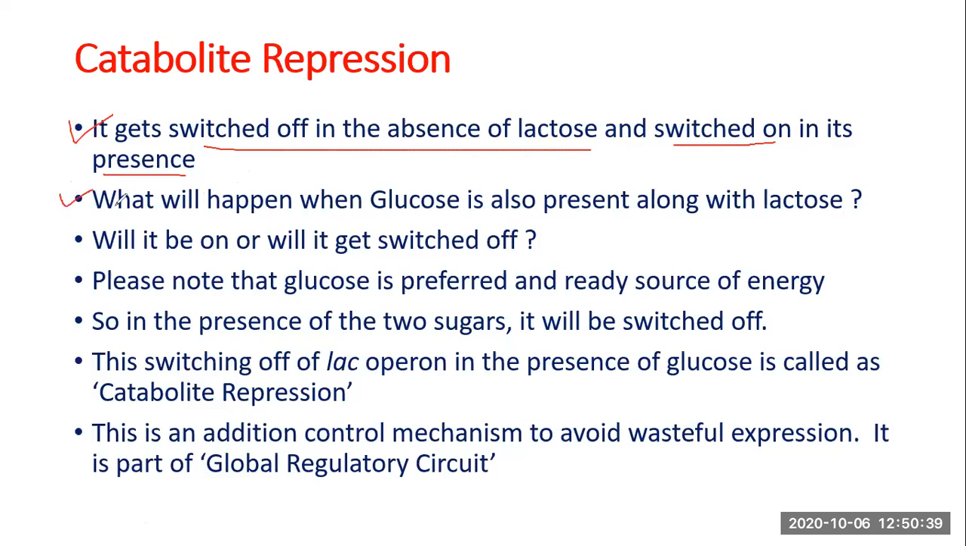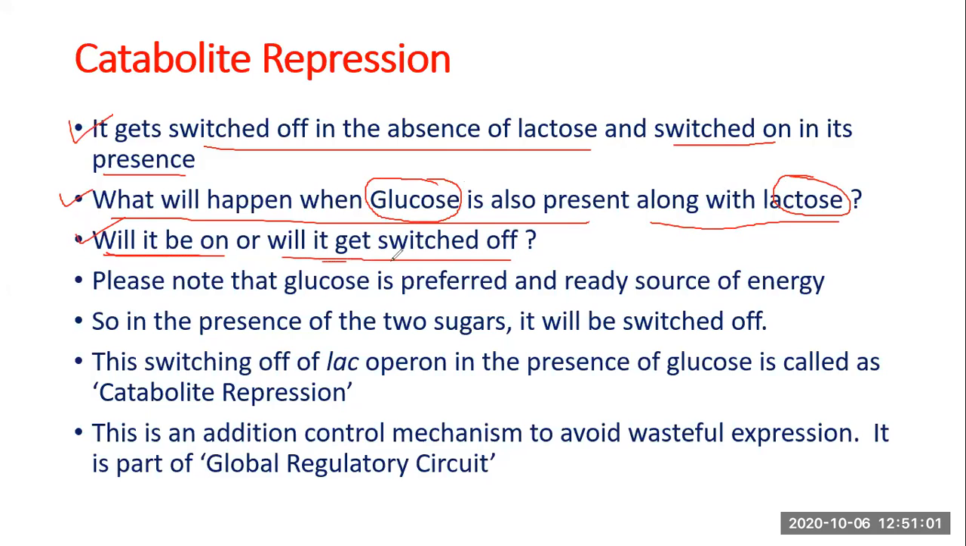When the substrate is not there, there is no point synthesizing those enzymes. But there is a twist now. What will happen when glucose is also present along with the lactose? So you have the presence of lactose, but along with lactose, glucose is also present. So what is going to happen? Will it remain switched on because lactose is present, or will it get switched off? This is the question that we will be answering today.